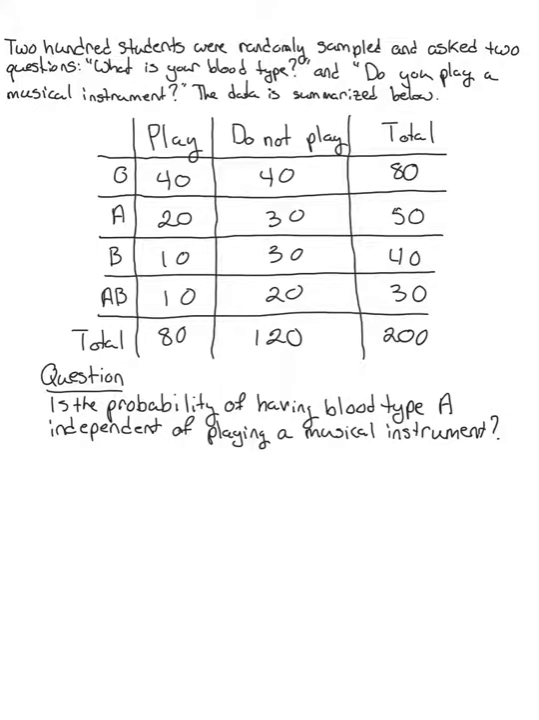So the question we want to ask with this data is whether the probability of having blood type A is independent of playing a musical instrument. Now we're asking this question so that we can explain the idea of independence among data, and this is a pretty good way to do it. There are a couple of different definitions of independence, but here I'm going to give you a few formulas that represent the idea of independence. And there are actually three. So the three are, A and B. And I'll explain what the A and B represents in a moment.